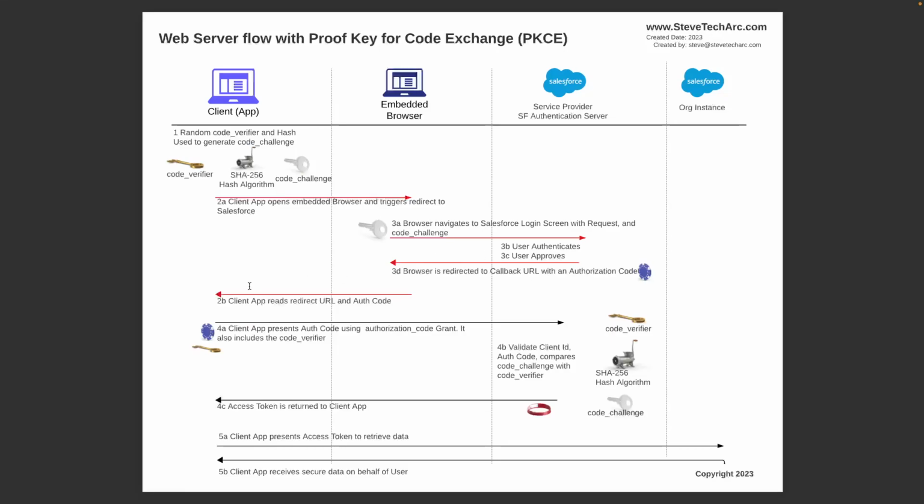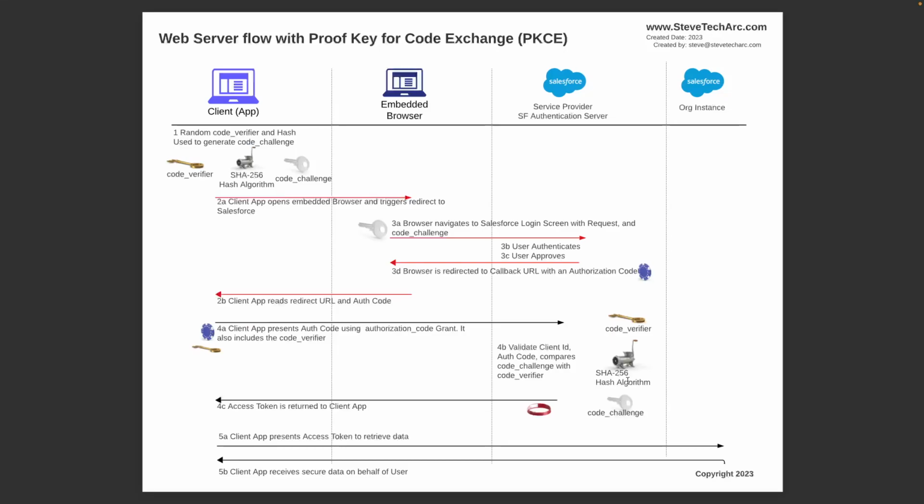Now, the client app will be able to read the auth code. So this is pulling elements from the web server flow. And now on a secure channel, 4A, the client app presents the auth code and it includes the gold key, the code verifier. So now Salesforce will receive the auth code, the little token I've described in previous videos. It will have the new gold key. It knows the SHA-2 hash algorithm and it had the previous silver key.